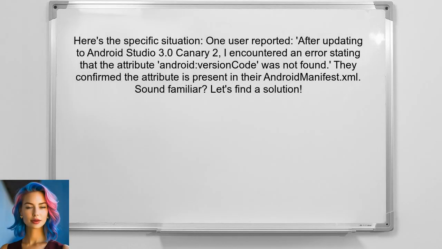Here's the specific situation we're looking at. One user recently reported that after updating to Android Studio 3.0 Canary 2, they encountered an error stating that the attribute Android version code was not found. They even checked their Android manifest.xml file and confirmed that the attribute is there. Sound familiar? Let's dig into this together and find a solution.